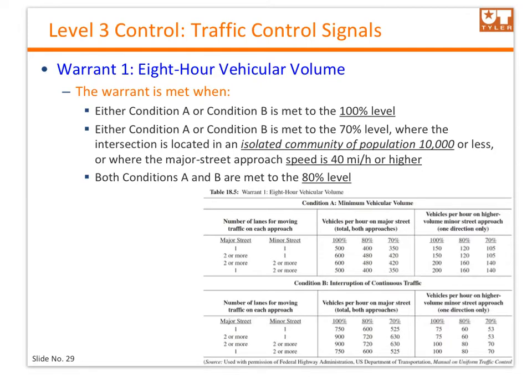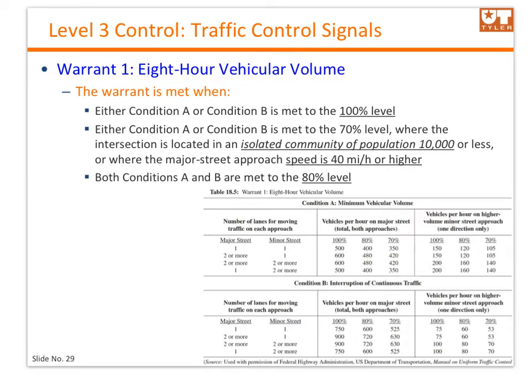So how can we use this table right here? As you can see, the first column is the number of lanes for moving traffic on each approach. We have the number of lanes for the major streets and the number of lanes for the minor streets. So you need to know the geometry of the intersection first, and then you will see the vehicles per hour on the major street and the vehicles per hour on the higher volume minor street approach. This is the total in both directions, and this is in one direction.